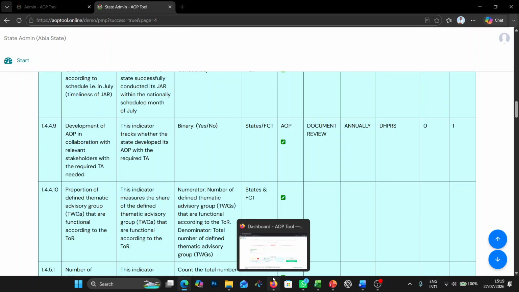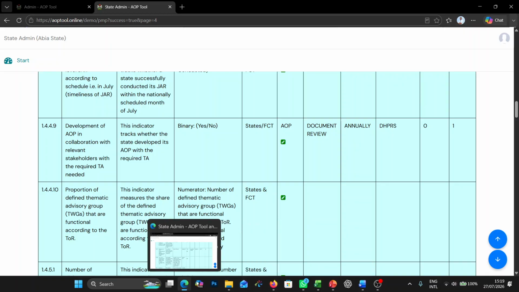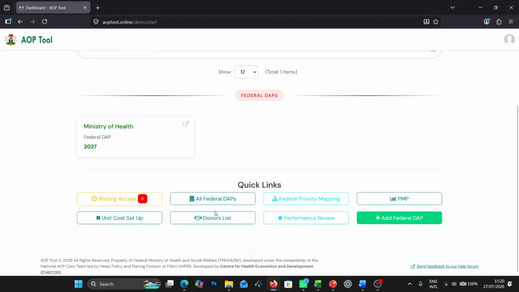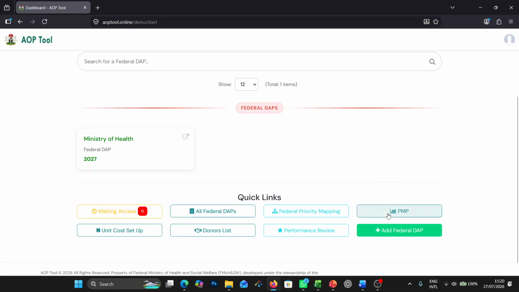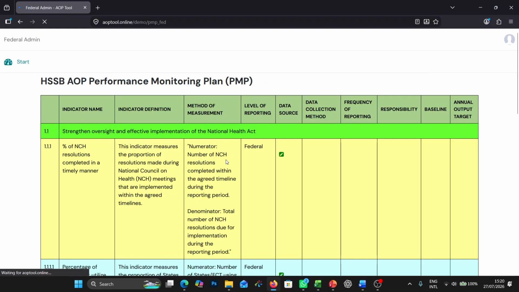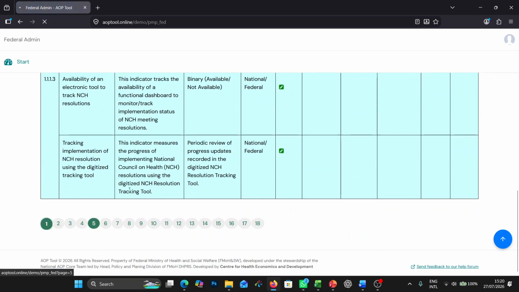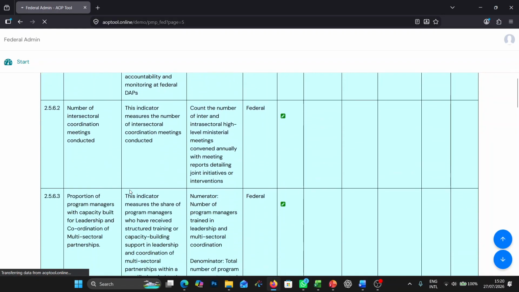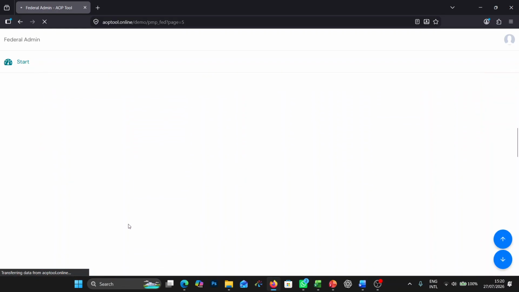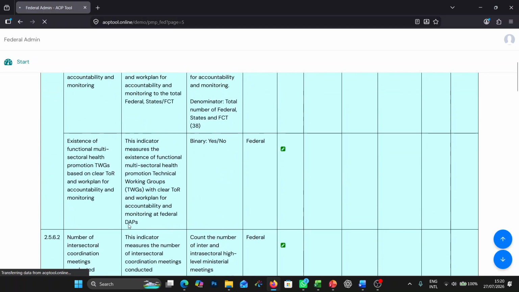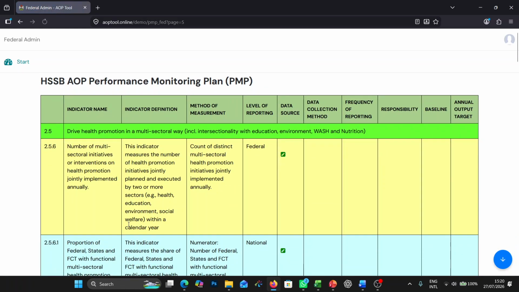Then the federal level can also do the same process. The federal also has that on their AOP, but when you come to the PMP, you have the information here, just like I did for the state. You populate where the indicators are, you put in the figures there, then you are able to see the baseline and the target. This is very important, because if you don't do the baseline and the target, when the planning officers are planning, they won't know what they are working towards, what they are expected to measure.